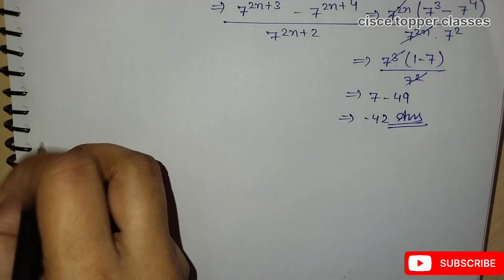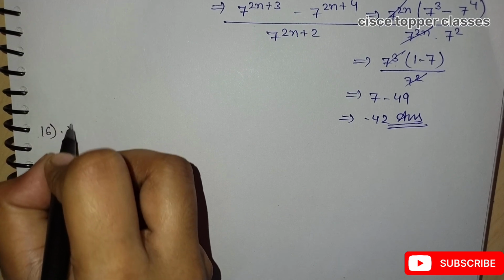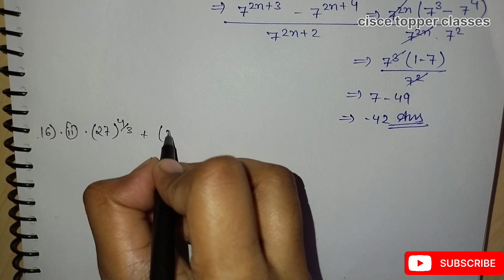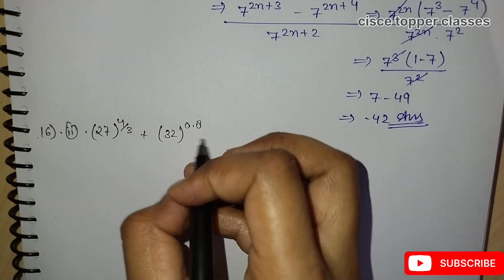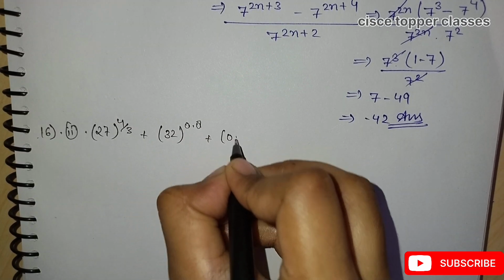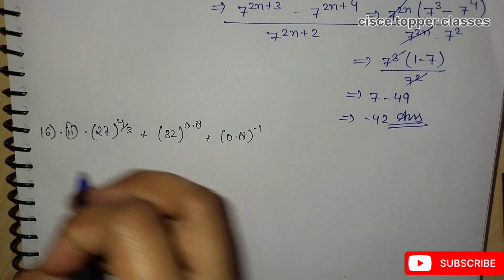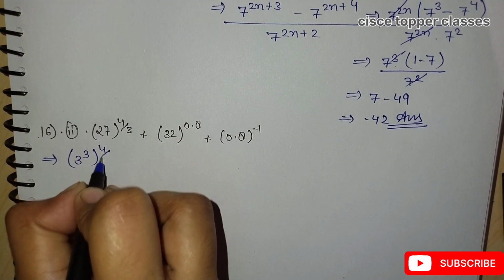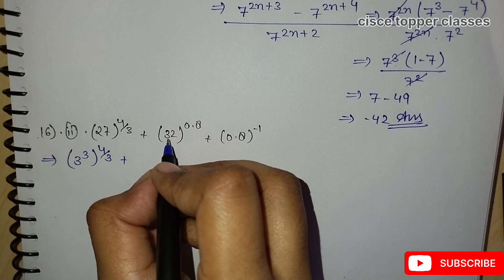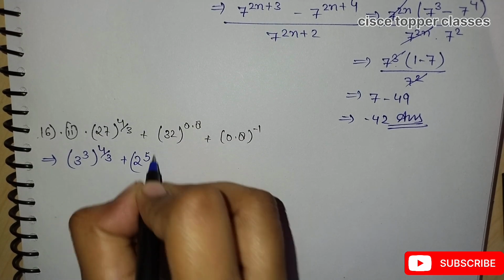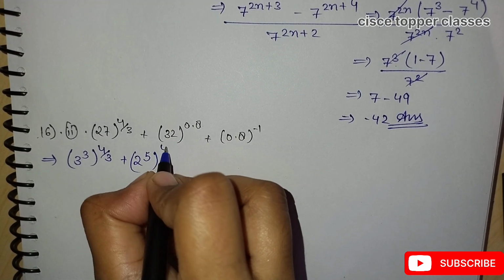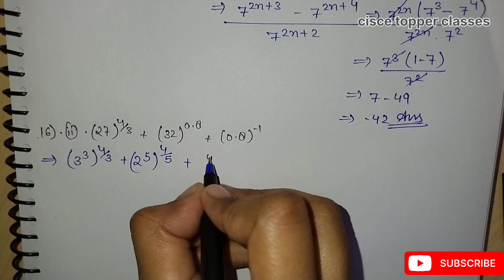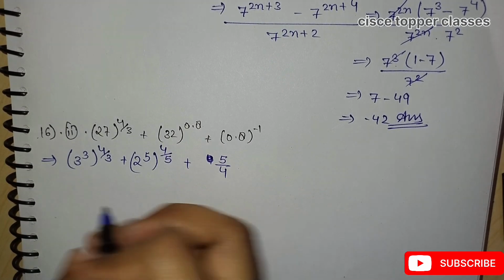Now let us solve here only 16 second part, which is 27 to the power 4 by 3 plus 32 to the power 0.8 plus 0.8 to the power minus 1. We can write this part as 3 to the power 3, the whole power 4 by 3, plus 2 to the power 5, and 0.8 writing in fraction, we will get 4 by 5, plus 4 by 5 the inverse it is, so it will be 5 by 4.